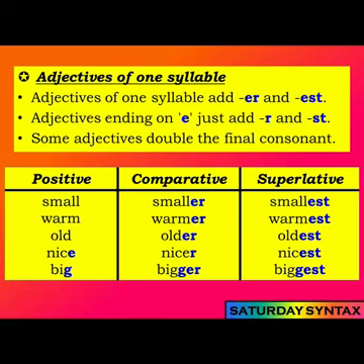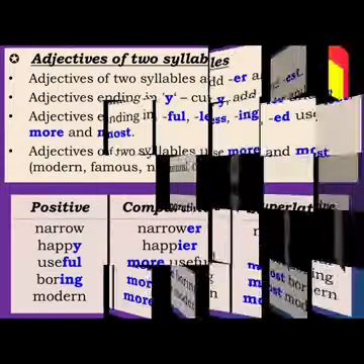Now second point, adjectives ending on E. At the time, you just have to add R in comparative degree and ST in superlative degree. Like the adjective nice is given in positive degree, it becomes nicer in comparative and it becomes nicest in superlative. And some of the adjectives double the final consonant, like big is given in positive degree, it becomes bigger, BIGGER, and in superlative it becomes biggest.